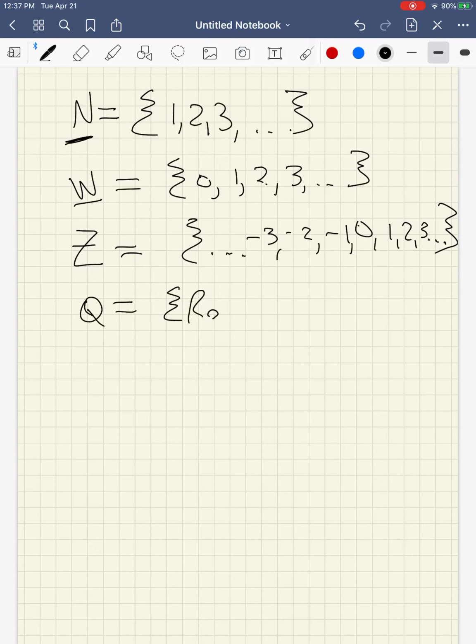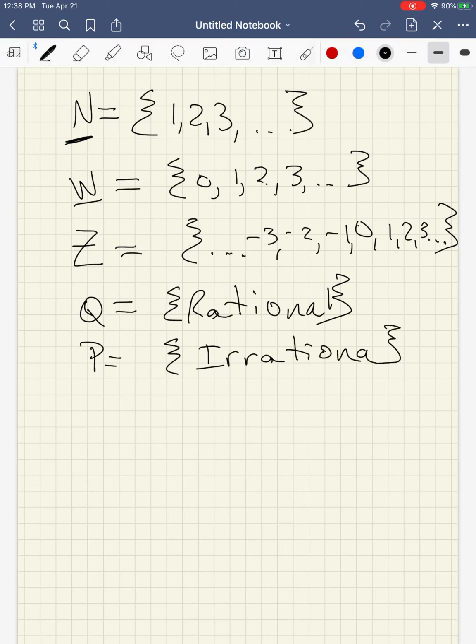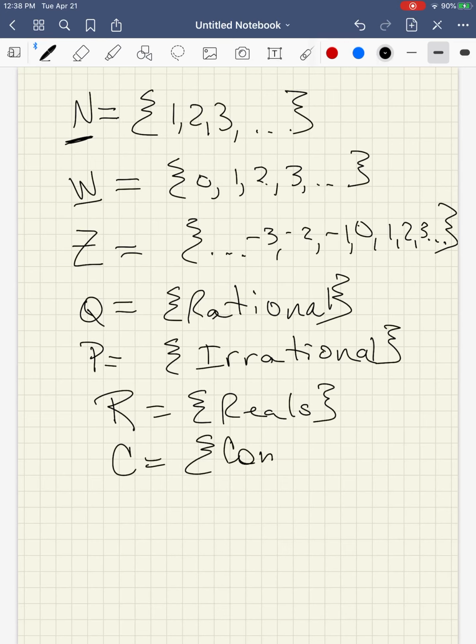They let q represent all rational numbers. Remember, a rational number is any number that can be written as a fraction of two integers. P, which we don't very often use because we very seldom use irrational numbers, is the set of irrationals. R, like usual, is the set of real numbers. And C is the set of complex numbers. All right, so make sure that you familiarize yourself with especially this one, this one, this one, and always know this one right here, the real numbers.